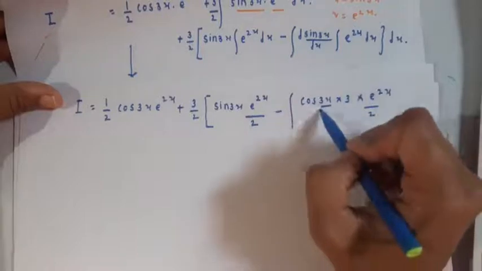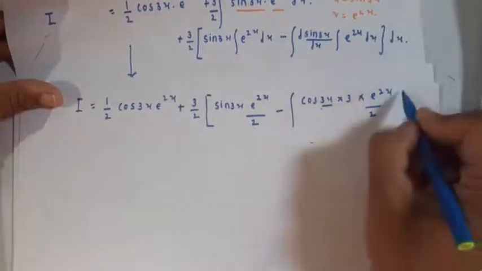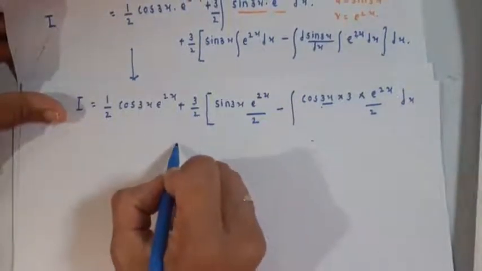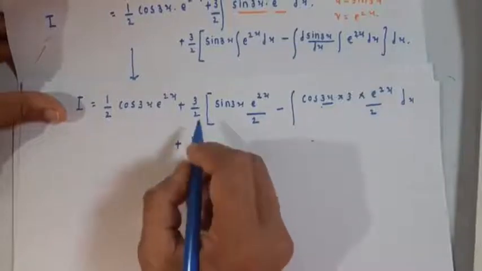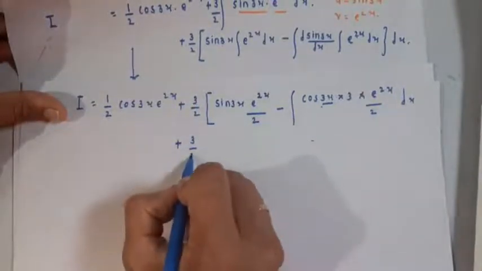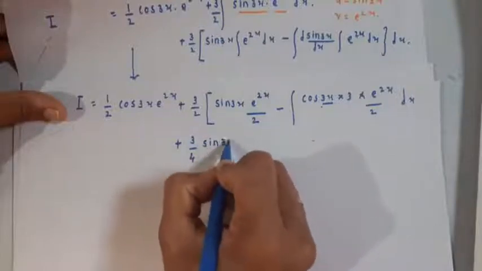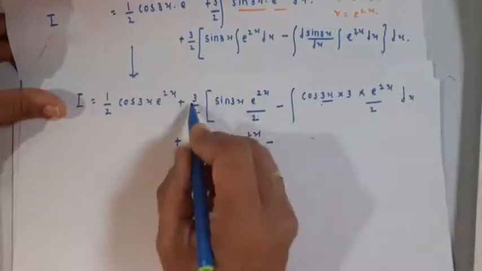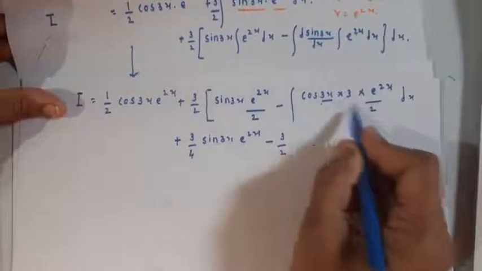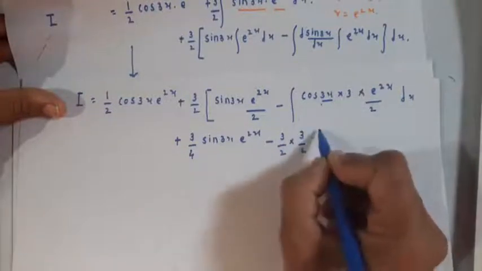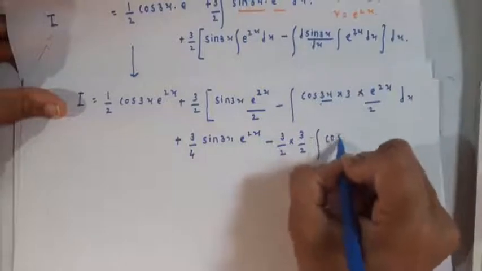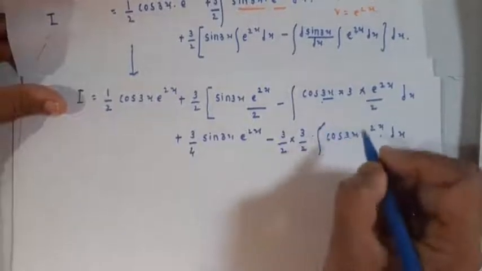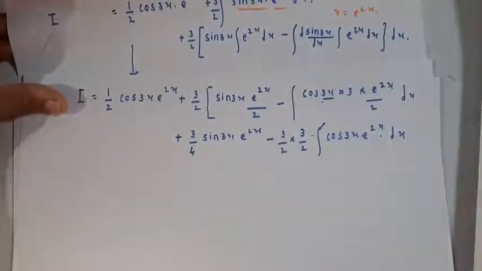Now the differentiation of integration of the term is here, and combinedly we have to take the integration. Okay, and now this is equal to plus 3 by 2 into 2, this 3 by 4 sine of 3x e raised to 2x plus minus 3 by 2 into this 3 by 2, okay, and into integration of cos of 3x into e raised to 2x, integration with respect to x.